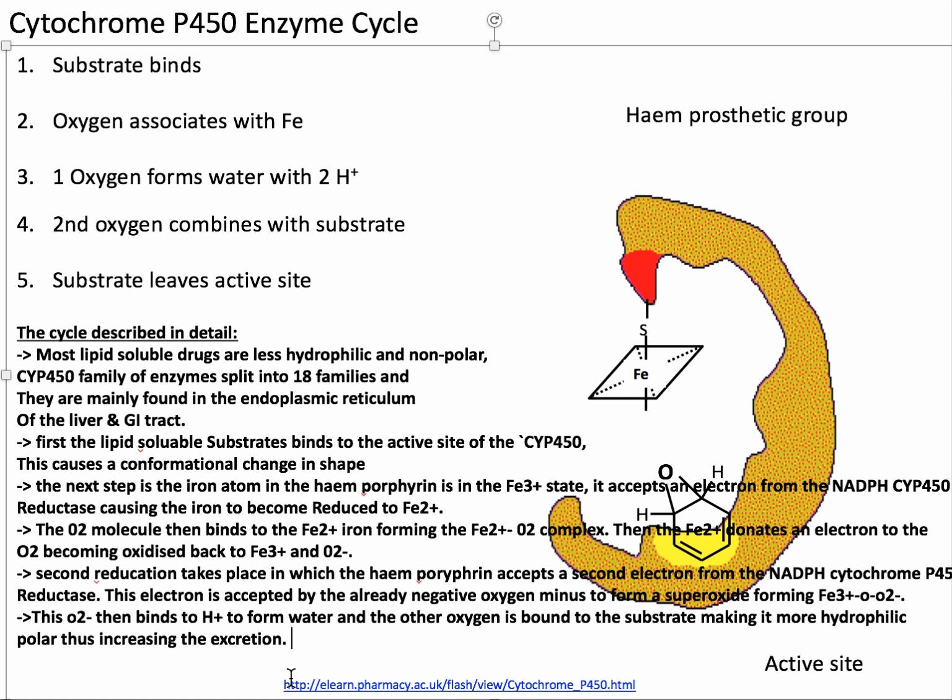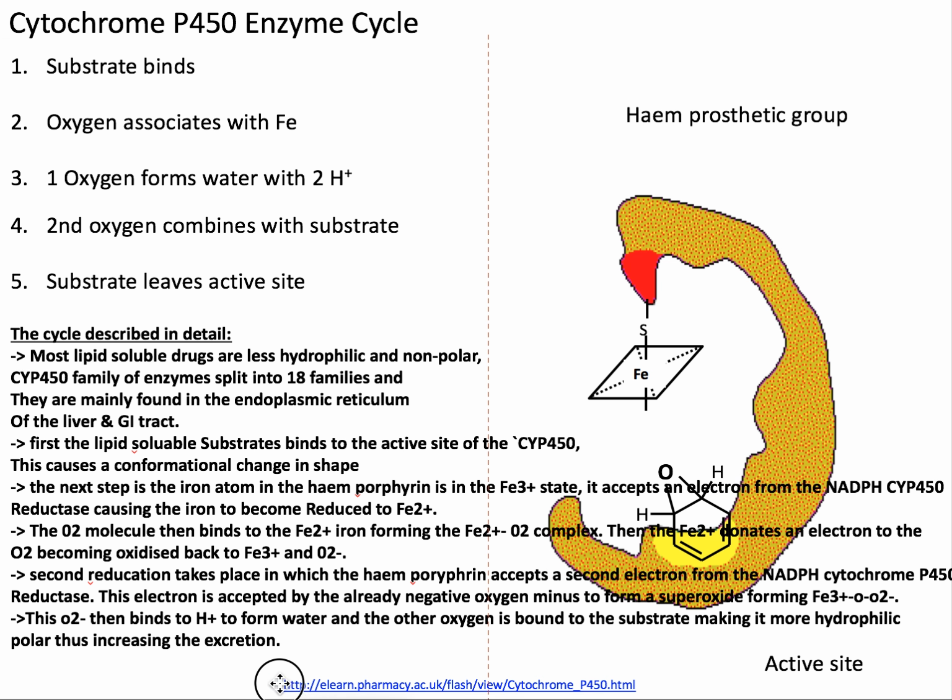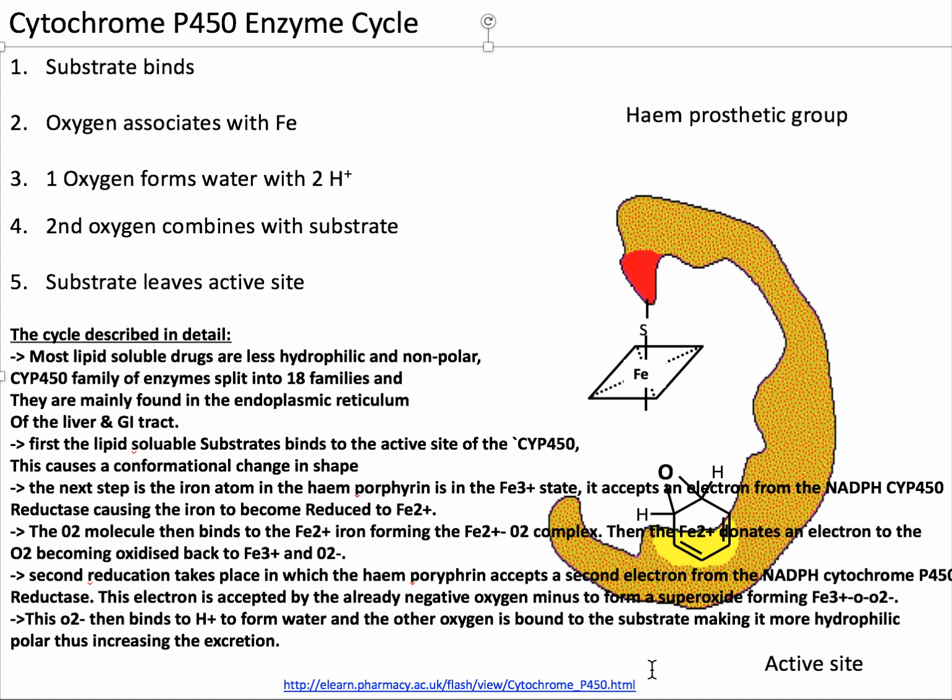Now, if you didn't understand this quite so well, you can always head down to this website, which was suggested to us on our lecture slide. This is our lecture slide. You can go to elearn.pharmacy.ac.uk cytochrome P450. If you just type that into Google, there is a great animation on how the cytochrome P450 works. So this is basically the simple overview of how the CYP450 works.